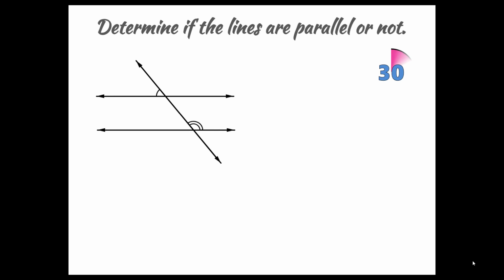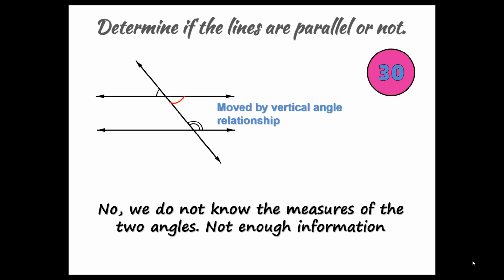Here we're given two angles. Notice the curve markings, which means that they are two different values. Right off the bat, we can see that they do not have a relationship. So again, we can move things around by using vertical or linear pair relationships. All right, so the first thing I did was I moved that angle I highlighted in red, and that is moved by vertical angle.